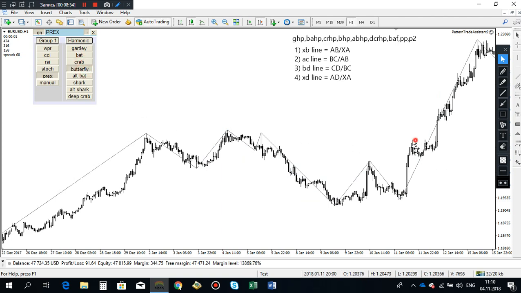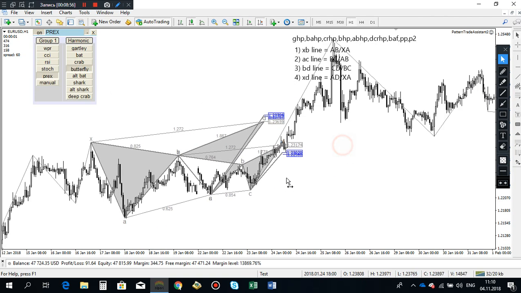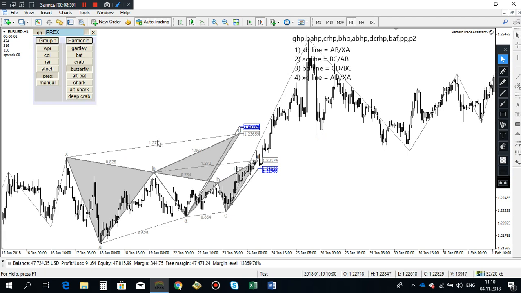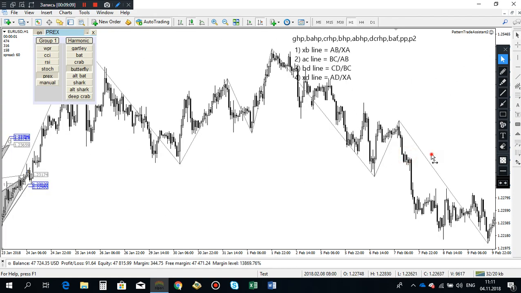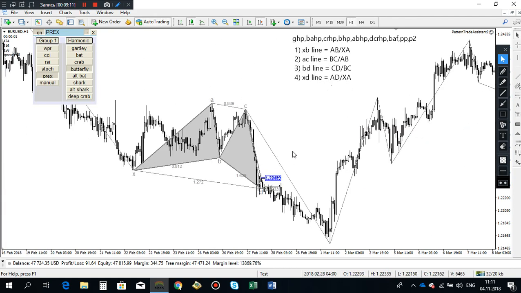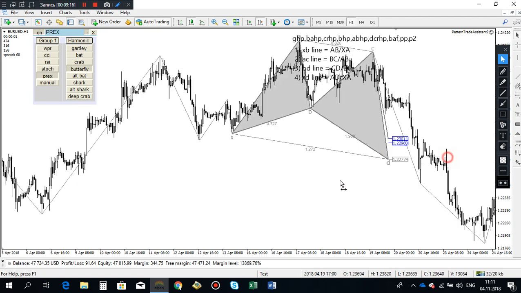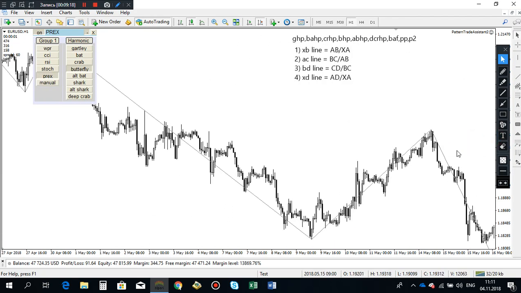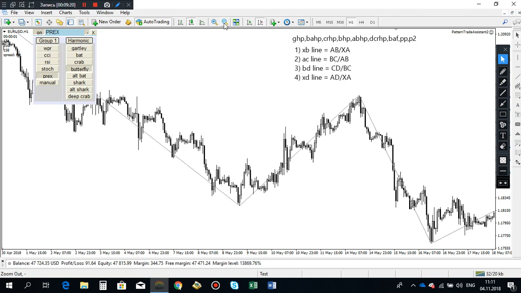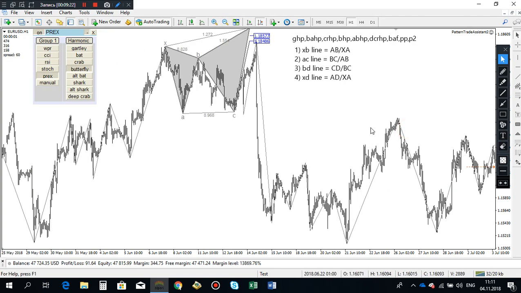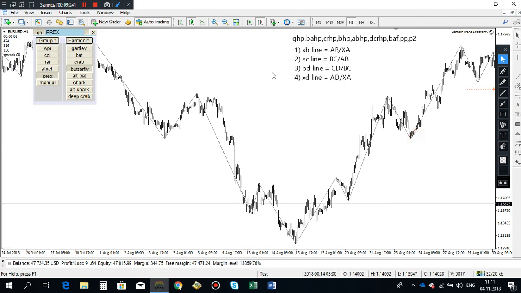Let's go to butterflies. Butterflies are a bit more rare than crabs. So X to D is 1.27. And these ratios are similar to that. This is the XA retracement, AB retracement or extension, and BC inversion. So keep this in mind for harmonic pattern calculations. If you calculate a different way, your patterns won't be harmonic. So for harmonic patterns, you should calculate this way.